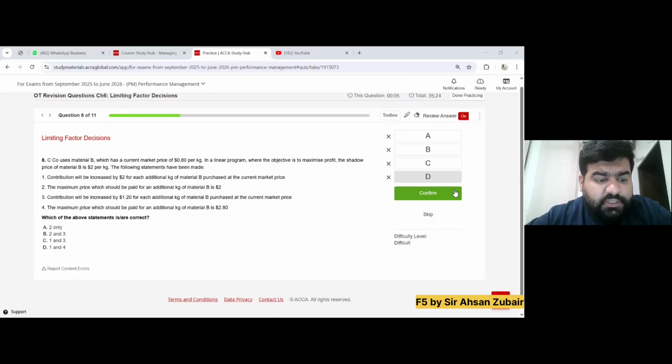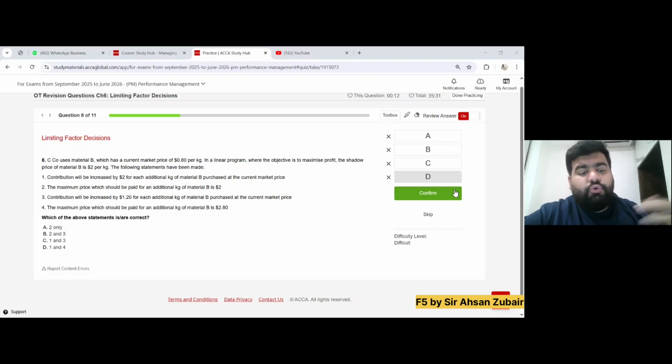obviously what was the definition of shadow price? Shadow price was like if you are having anything in limiting factor, like here B is the limiting factor. So increasing 1 unit of that limiting factor will generate how much profit. This was the shadow price. Obviously the shadow price concept we have discussed. So shadow price is the increase in contribution by increasing 1 unit of limiting factor.